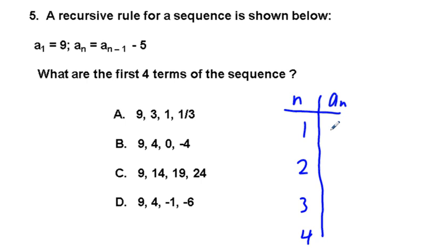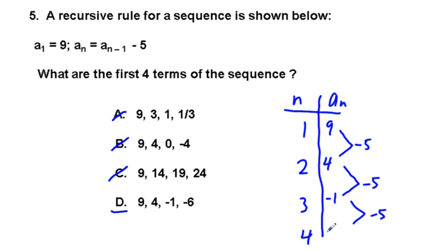So our first term is 9, and then we have a sub n minus 1 minus 5, so we're going to subtract 5, so 9 minus 5 should be 4. Okay, so that's going to eliminate answer choices C and A, and then we're going to subtract another 5. 4 minus 5 is negative 1. Looks like we are already good on D. If we subtract another 5, we get negative 1 minus 5, which is negative 6. So D is our correct answer for 5.